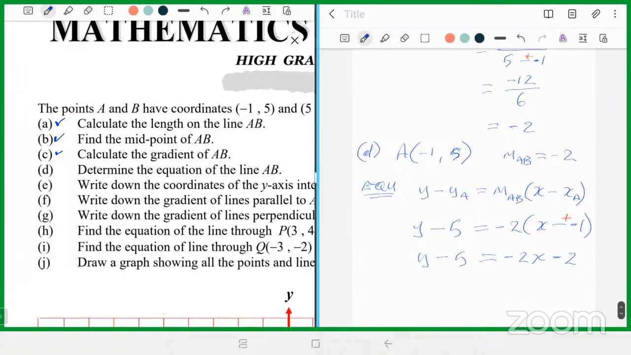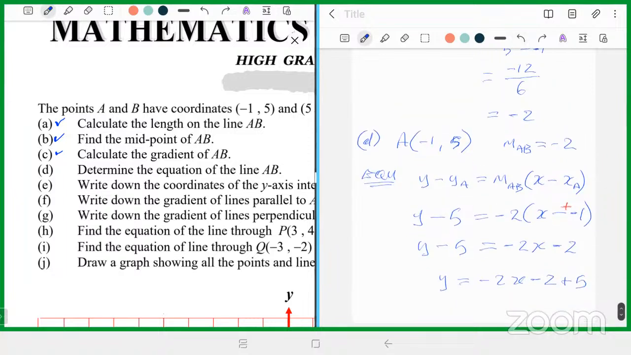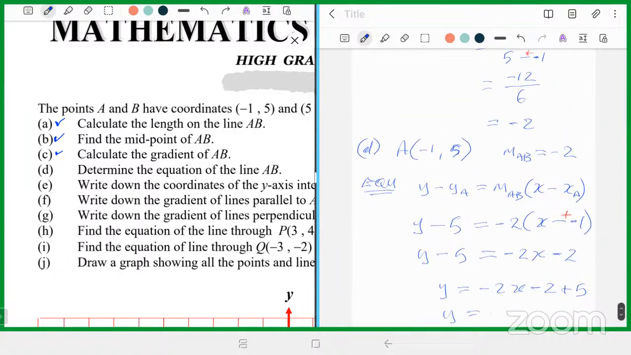And then I'm trying to make y the subject. So I'm going to take this negative 5 and transpose it on this side. It becomes a positive 5. So I'm going to get y equals the minus 2x that is here, the minus 2 that is there, and then this negative 5 becomes a positive 5 here. So getting a positive 5. And then this positive 5 and this minus 2 give me a positive 3. 5 minus 2 is 3. So I end up with y equals minus 2x plus 3.